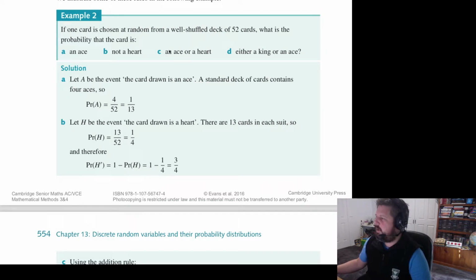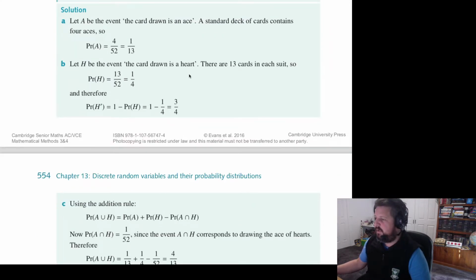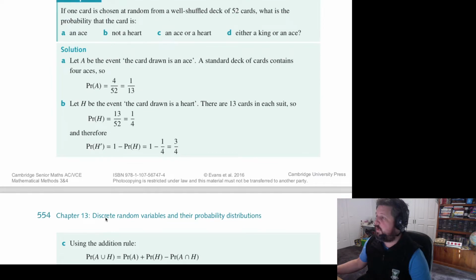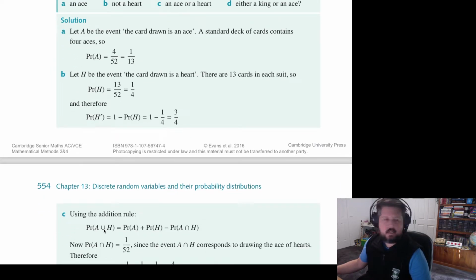Next one, it says here, what is the probability that the card is an ace or a heart? Okay, so what we're looking for here is an ace or a heart, so it's A union H. So again, that is where we can use the addition rule. Now, in this particular case, we need to know that you can have an item that is an ace and is also a heart. Yep. So we have to use the addition rule. They're not mutually exclusive. They can occur together.